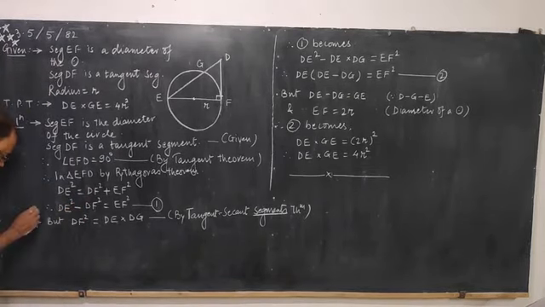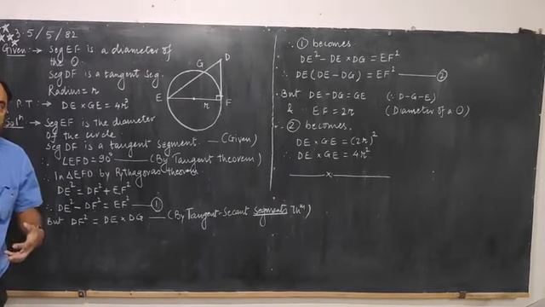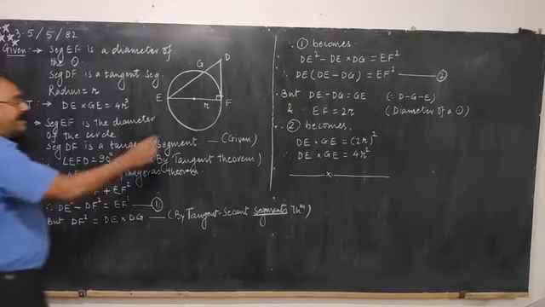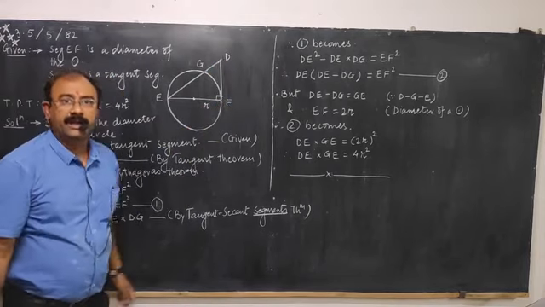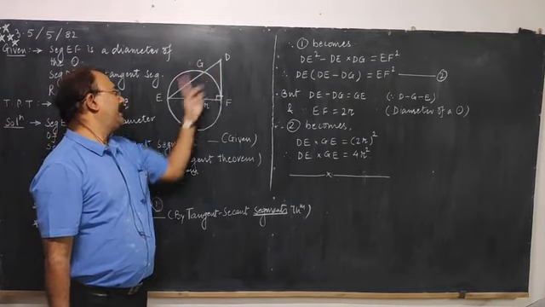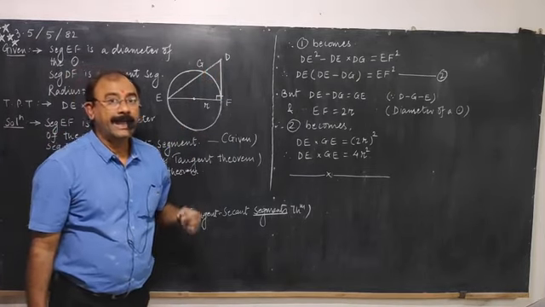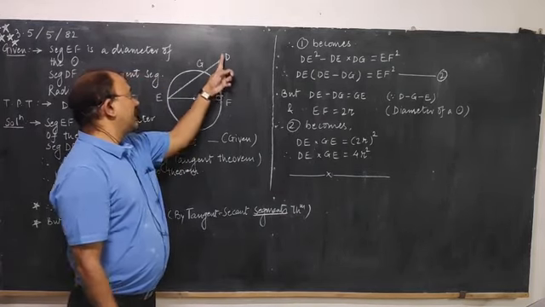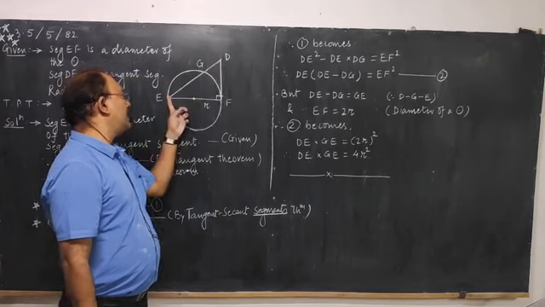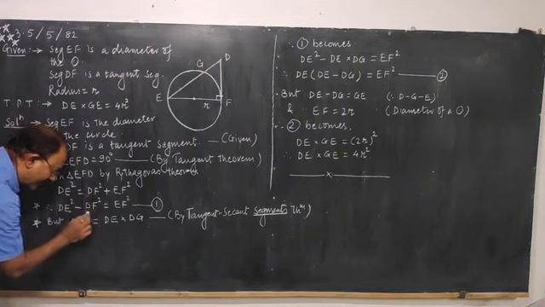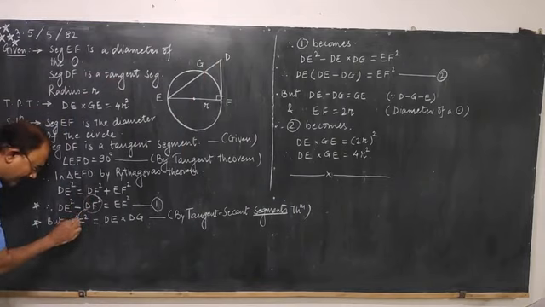Now this is a star step. Star step, you should know that reduces your writing burden. But DF square is equal to DG into DE, or you can write DE into DG, by tangent secant segments theorem. DF square is equal to DE into DG. So this DF square has the equivalent.